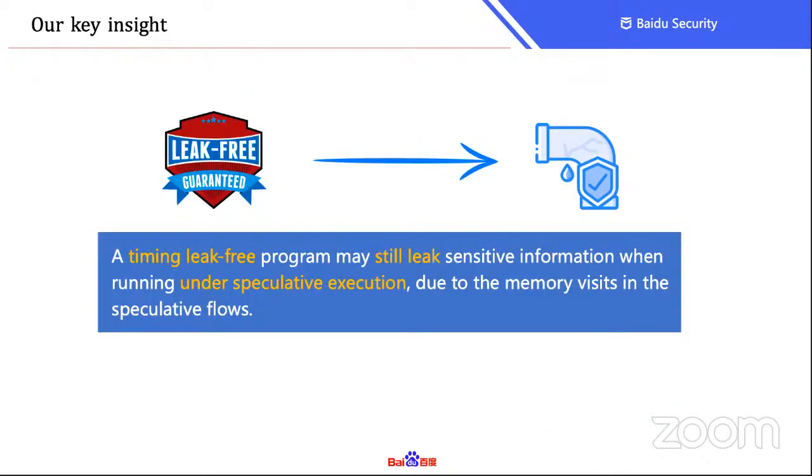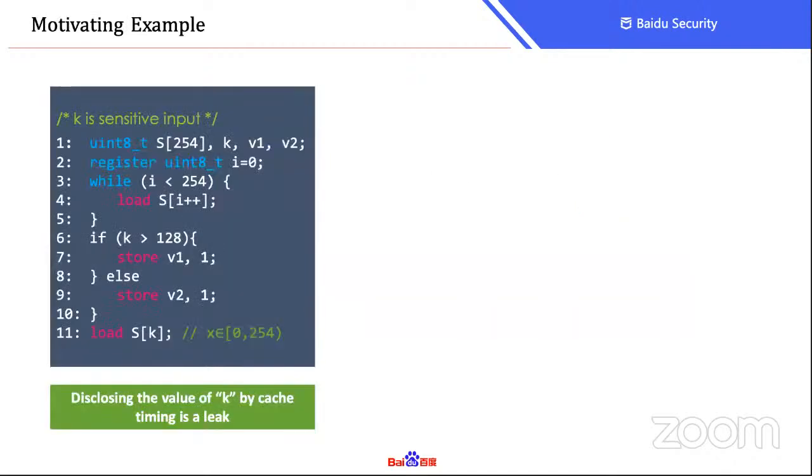In this project, our key insight is that a timing leak-free program may still leak sensitive information when running under speculative execution, due to memory visits in speculative flows. This figure shows a simple program which has no timing leaks. The program body has several variables, a while loop, an if-else branch, and a memory load at the end. It takes k as a sensitive input, and disclosing the value of k by cache timing is a leak.